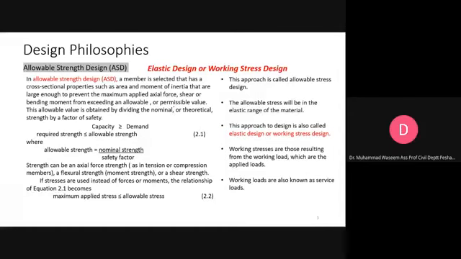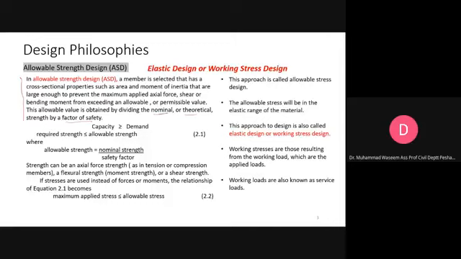In the ASD procedure, the allowable value is obtained by dividing the nominal strength, which is also called the theoretical strength, by a factor of safety. So in ASD, we make use of a factor of safety. What we do is reduce the resistance of the member: the theoretical resistance is there, and we reduce this nominal strength by dividing it by a factor of safety.